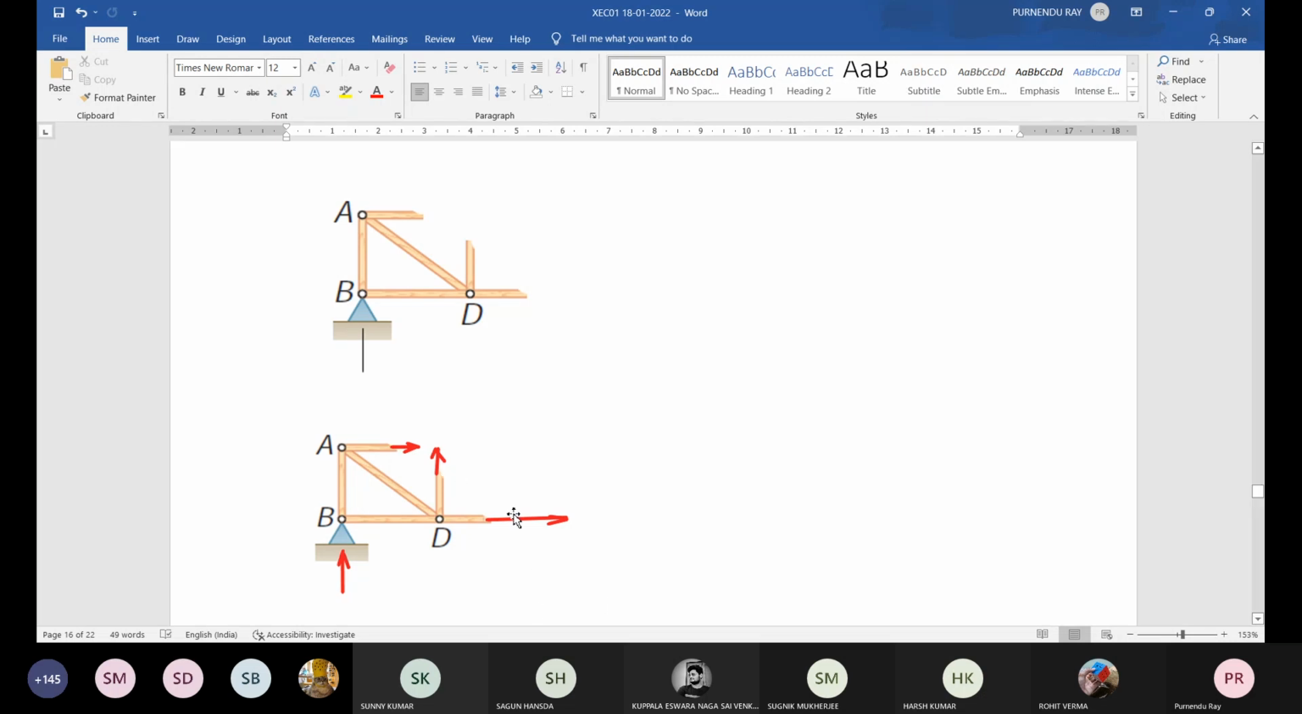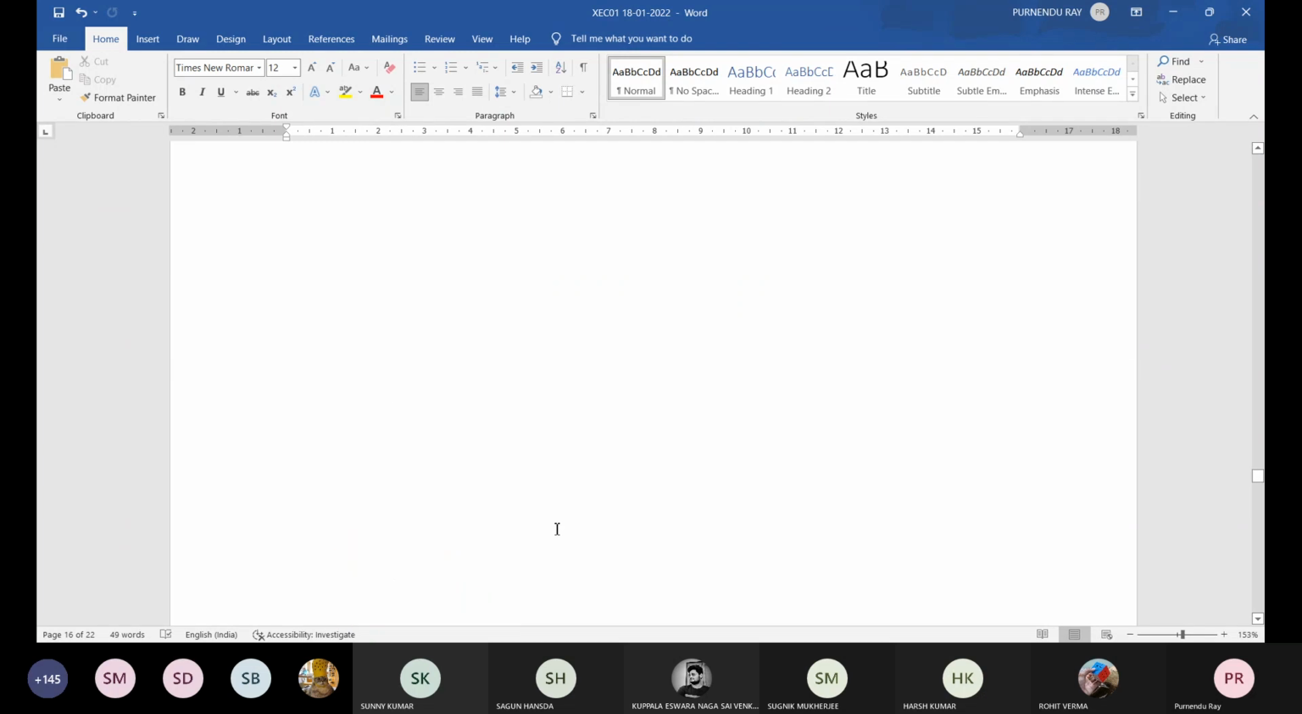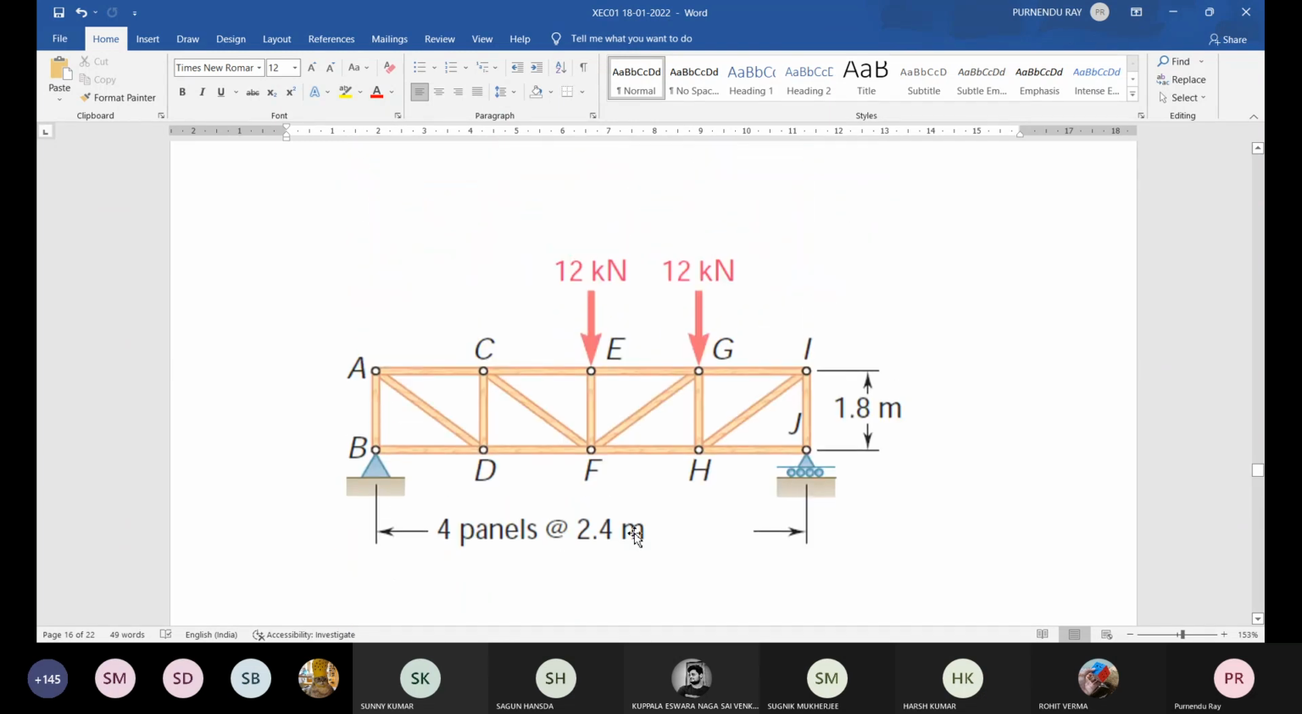So these three unknowns you can solve, without solving by method of joints, where you solve joint B first, then you proceed to A, then you proceed to D. Just neglecting all these extra steps or stages of computation, directly we can solve for any intermediate member.